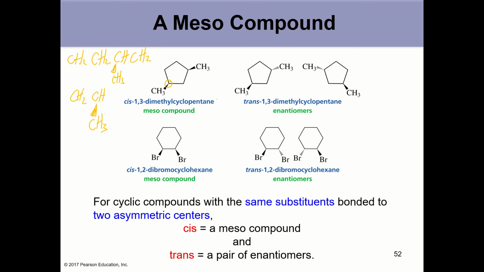It's a meso compound. But for the trans, if you cut it in half, there is no mirror plane because the solid wedge is not equal to the hatched wedge. Therefore, it has two asymmetric centers and zero internal mirror planes. It has a non-superimposable mirror image, an enantiomer.